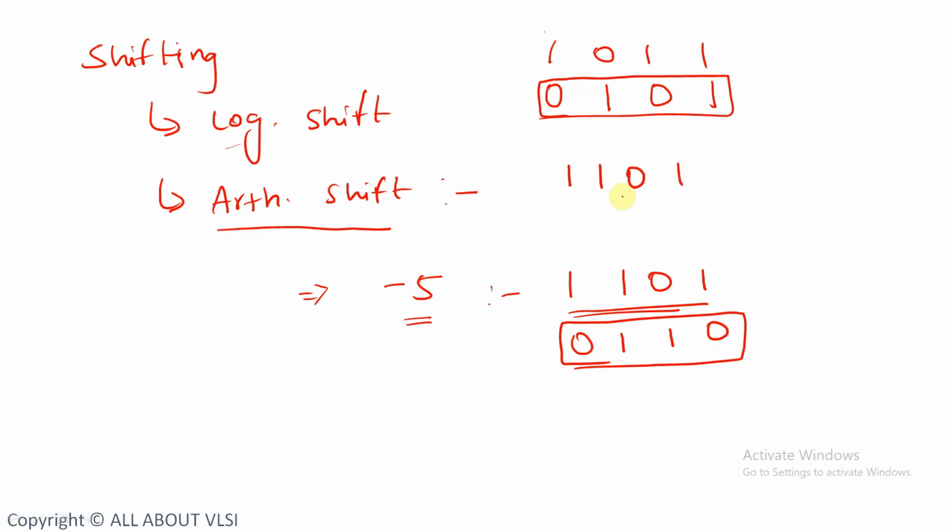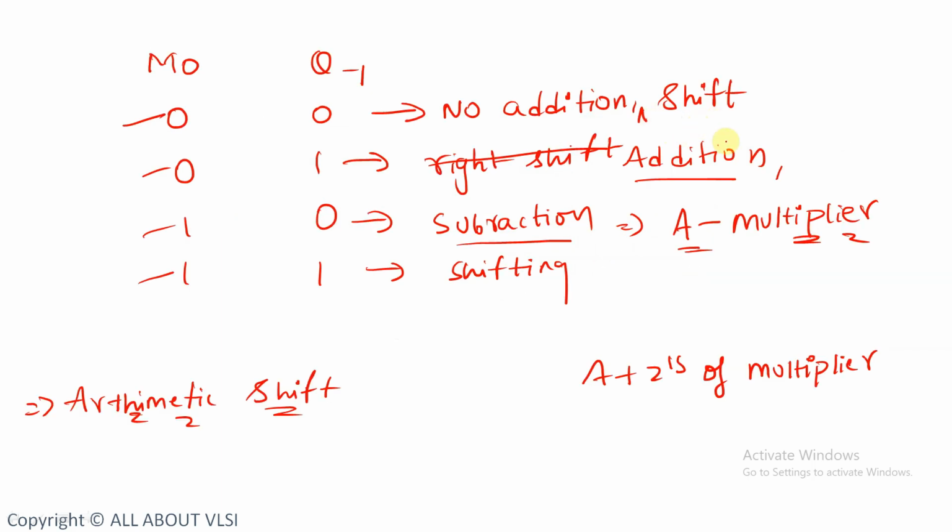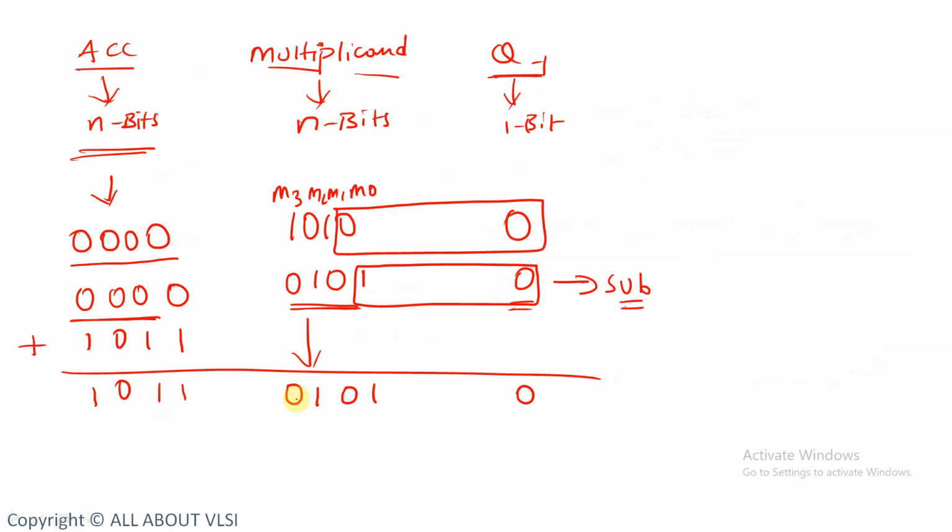If you're performing an arithmetic shift operation, you're preserving your MSB bit. You're not changing your MSB bit, you're preserving it, and after that you're shifting the bits. So this is the difference between arithmetic shift and logical shift operations. Here we are performing arithmetic shift operations. So after subtraction has been completed, we should perform an arithmetic shift operation. The MSB bit is preserved, followed by the shifting.